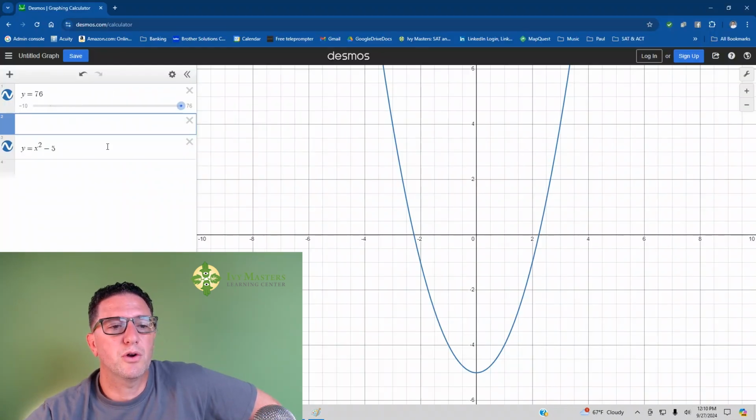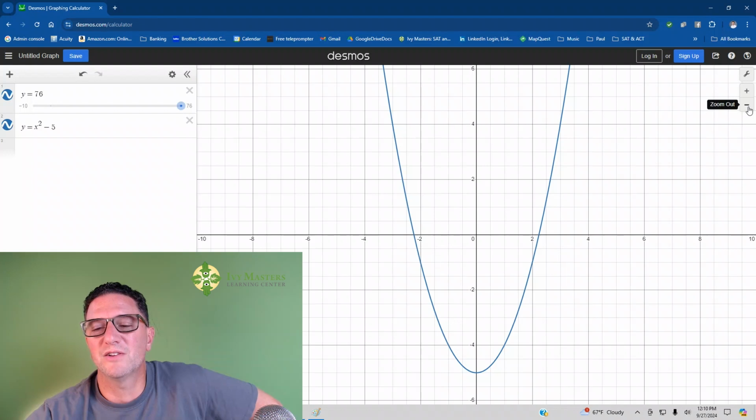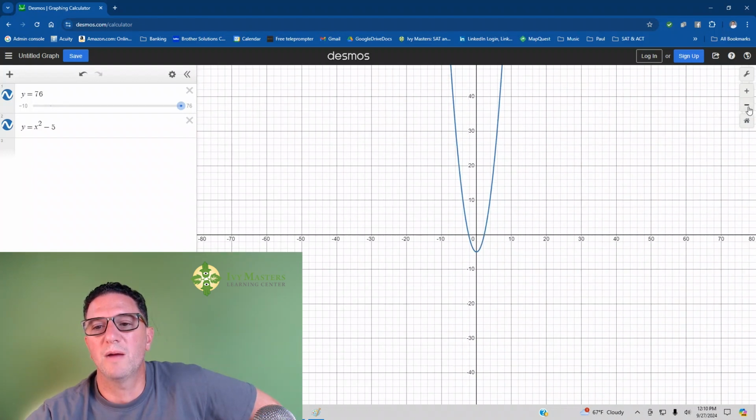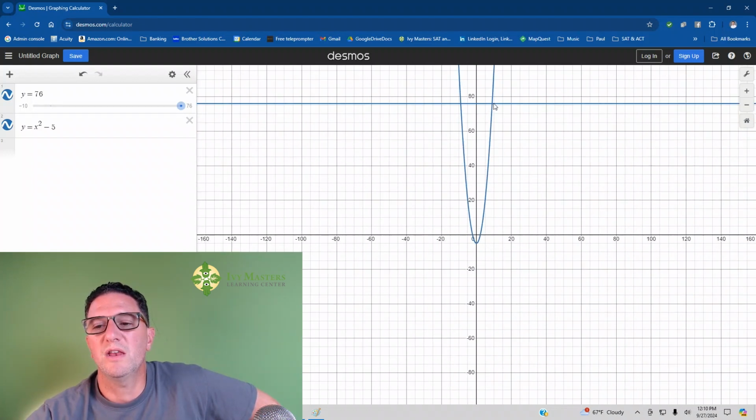If you plug both equations in, what you might see is you only see the parabola, not the line. You got to zoom out once, twice, 3 times, 4 times, boom. There you see it. Now it's not giving you the coordinate. If you just click, it'll show you a gray dot and you see that your x is 9 or -9.